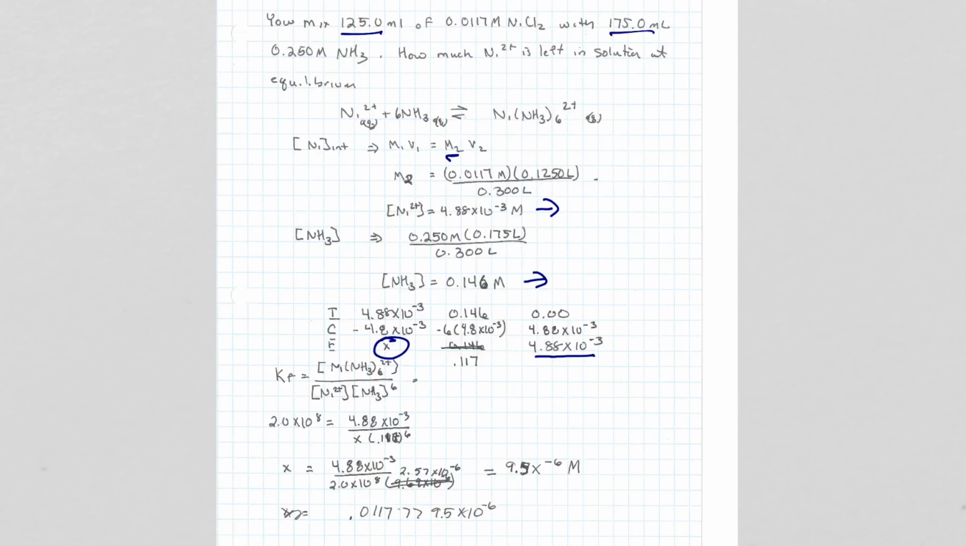And this is going to go down by 6 times. So this is effectively 6x. If we do the math, we subtract 6 times that from this, and we get 0.117. And we have 4.88 times 10 to the negative third here. So if we go through here and do our math, we get 4.88 times 10 to the negative third over x times 0.117 raised to the 6th power.